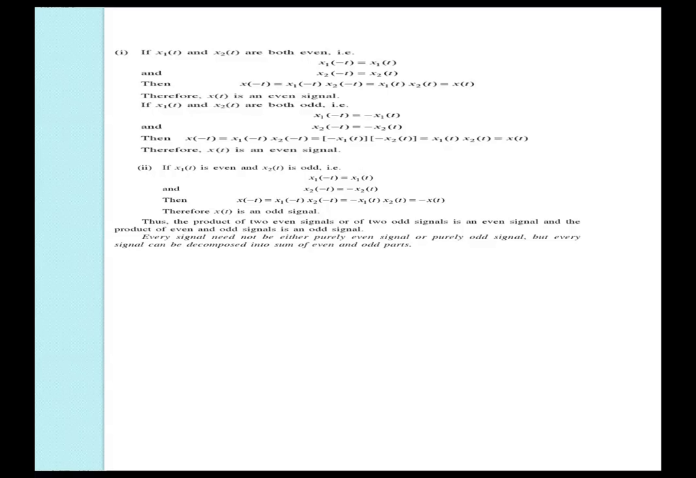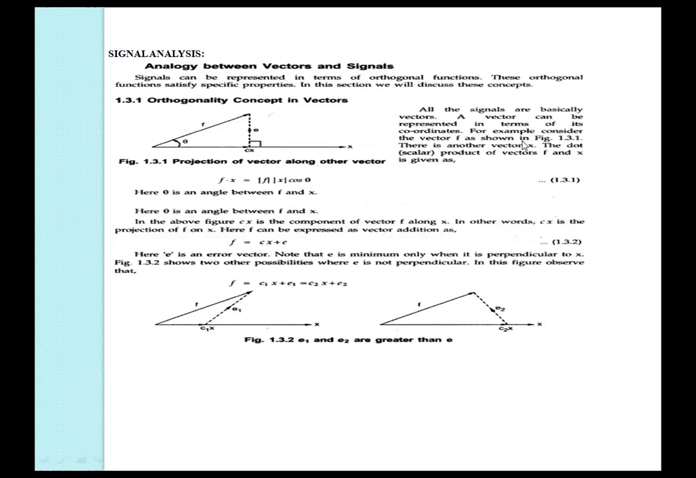Okay, so that completes the different types of discrete and continuous time signals: deterministic and random signals, even and odd signals, causal and non-causal signals, periodic and non-periodic signals. Okay, my dear students. Next, we go for another topic.